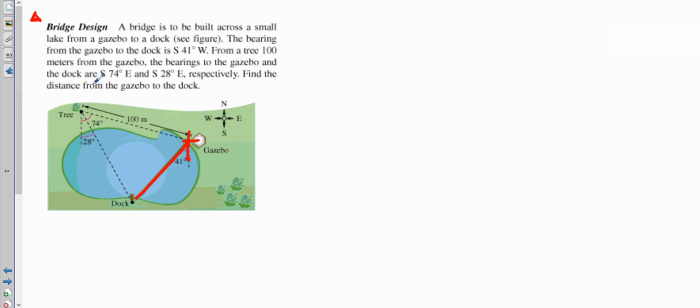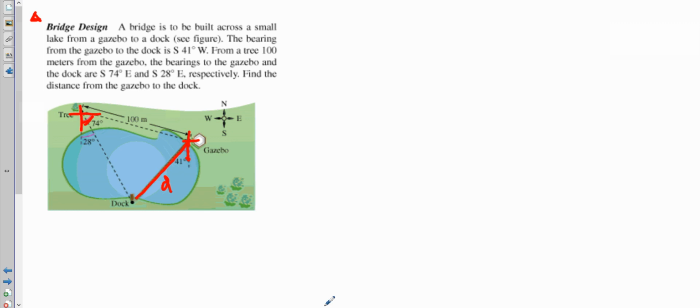The bearing of the gazebo from the dock is, once again, going up and down, southeast, and now we have this right there, which is 74 degrees. And that goes from the tree to the dock. Find the distance from the gazebo to the dock. So we're trying to figure out this distance, I call it D, from the gazebo to the dock.